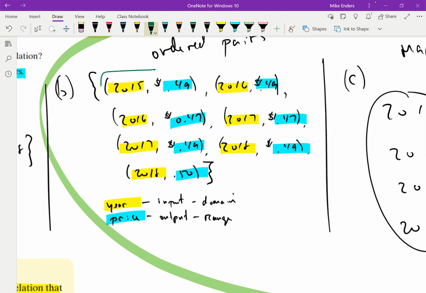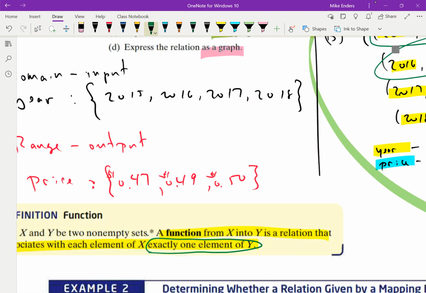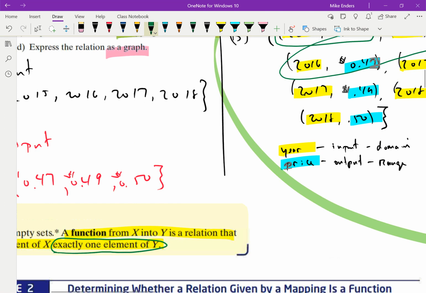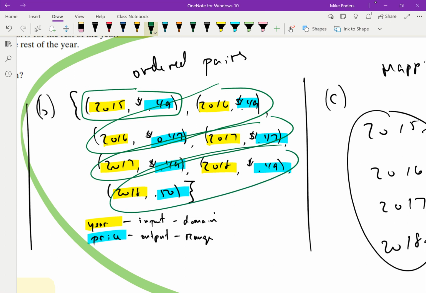So when I take a look at this first item here, 2015 is 49 cents, that's okay. I have 2015, I have one price associated with it. Where I run into problems with this being a function is in 2016, I have two prices. So I have one input, but I have two outputs. Remember, our formal definition for a function here is that for every element of x, there's exactly one element of y. And in this particular case, I have an x value of 2016, but I have two y values. I have one input, but I have two outputs. I have the same dilemma here in 2017, and I have the same dilemma here in 2018.